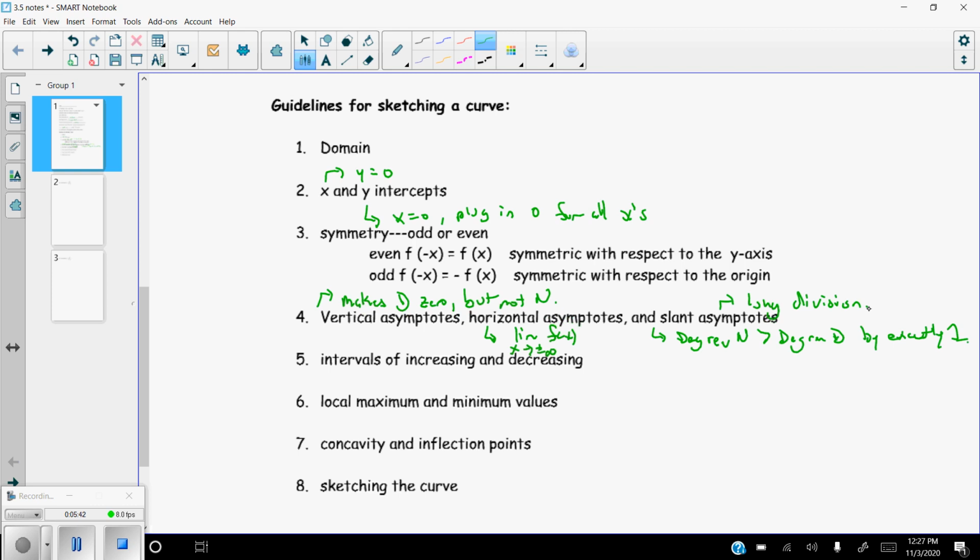All right, we need to figure out the intervals of increasing and decreasing. This is everything that we've just been doing. That comes from the first derivative, f prime. Local max and mins, you can technically get from either f prime or f double prime. A lot of times we're going to use f prime, so it's where f prime equals 0, or where f prime is undefined.